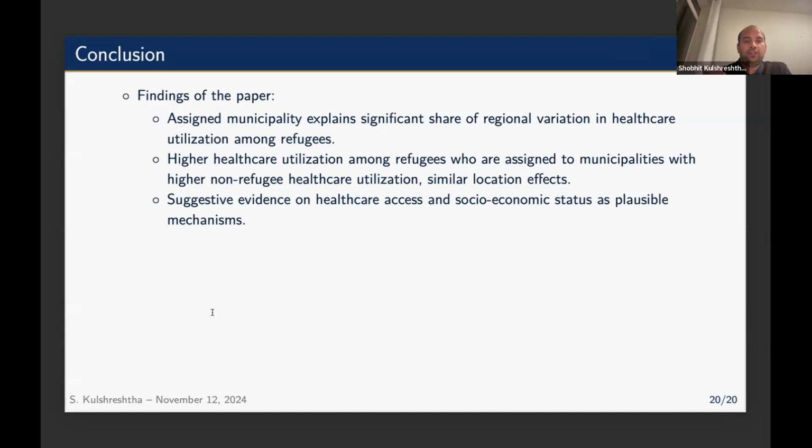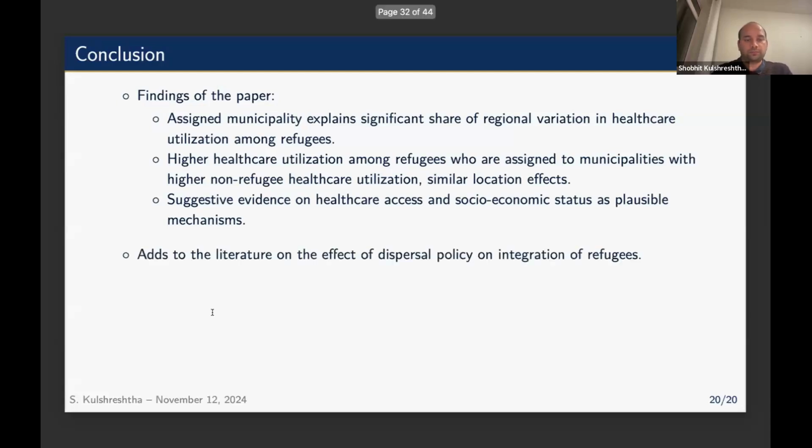If a refugee is sent to a municipality where healthcare utilization among non-refugees is higher, then their healthcare utilization also increases, which suggests that there are similar location effects for both populations. So a priori, there was no hypothesis, but what I find is that it's a positive effect. And I do provide some suggestive evidence that healthcare access for hospital admissions and socioeconomic status for depression medication usage might be driving the results that we see here.